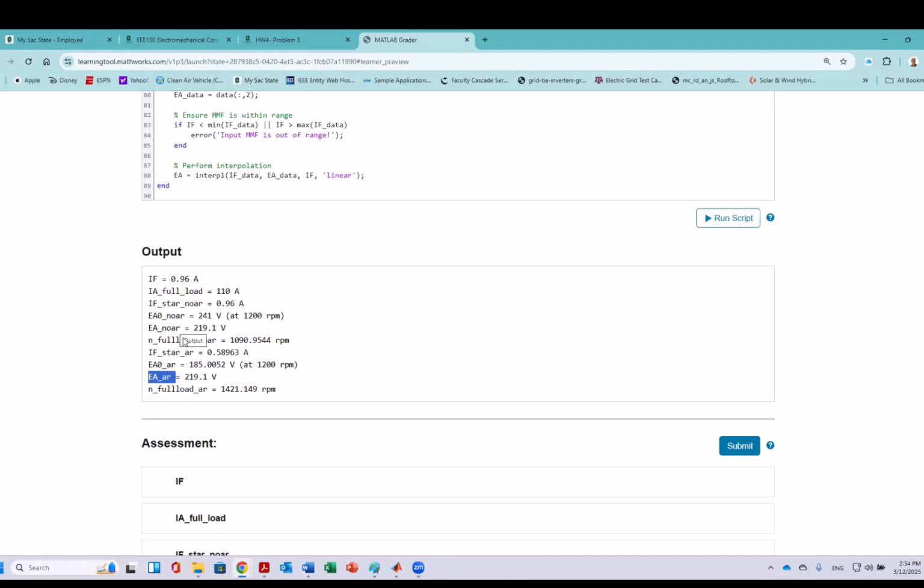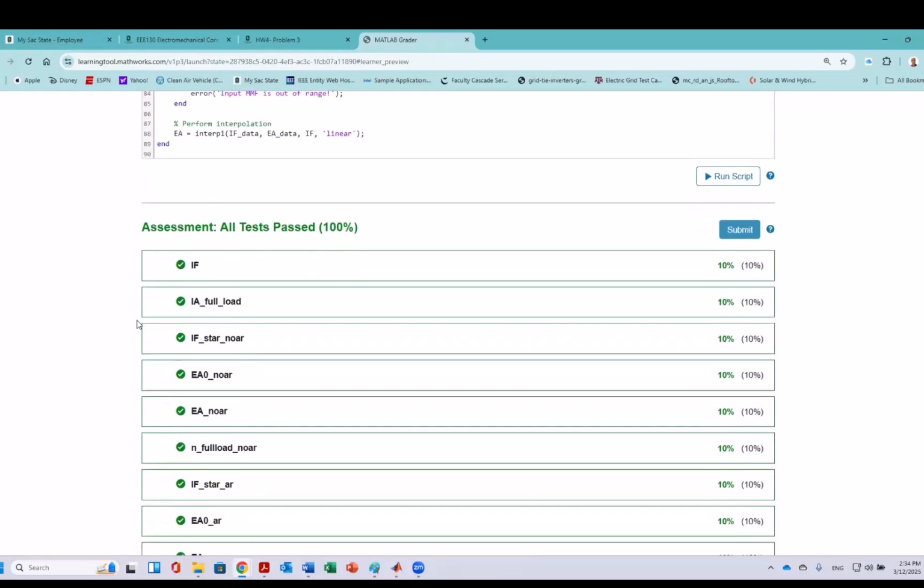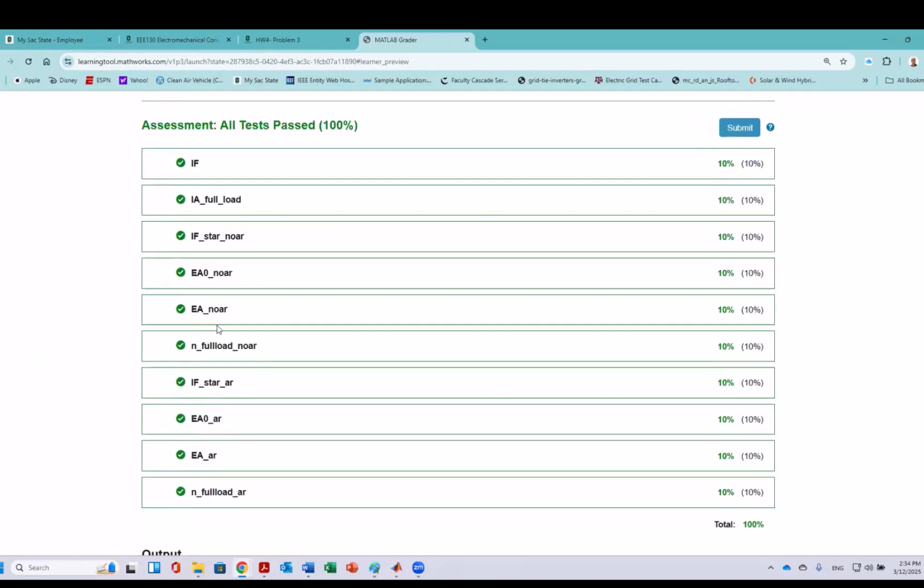So here we have the N full load when there is no armature reaction is this much, and N full load when there is armature reaction is this much. So it's increased. And this should make sense also, right? Because one of the effects of field weakening is that the speed increases. So let's submit. Yeah, for me, it got all the answers correctly.